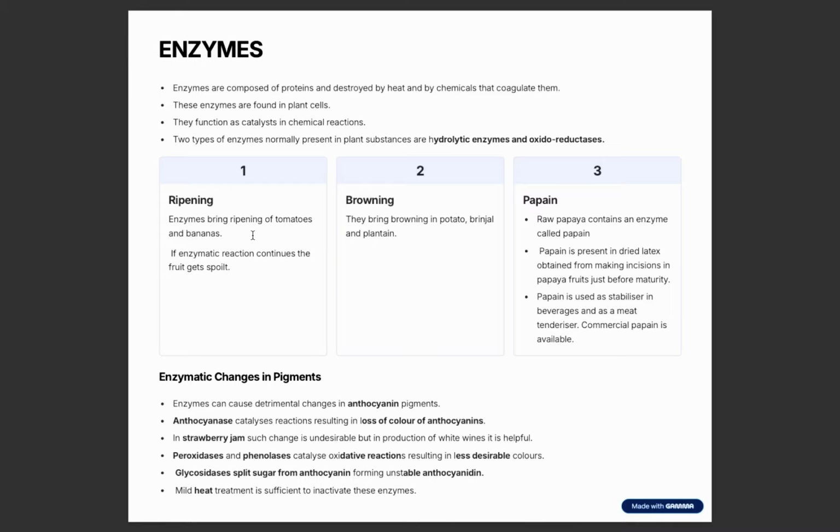Now looking into browning reactions, this browning reaction basically causes the brown discoloration in these fruits and vegetables. I think you have seen it a lot in the potato, brinjal, plantain and apples also. And this is the browning reaction. Okay, so the enzymatic browning enzymes act on the surface of the fruits, and oxidation occurs at the surface when it is exposed to the atmosphere.